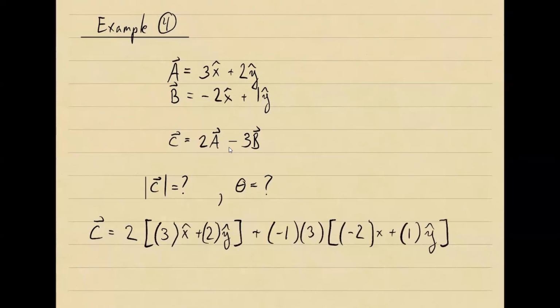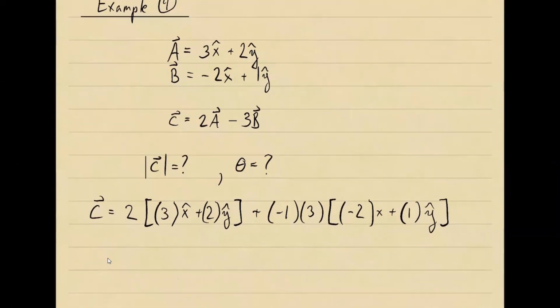And so when we're multiplying a vector by a scalar, we take the scalar, or just the number, and we distribute it through to each component of the vector. So 2 times A becomes, we have 2 times 3. So this is now 6 in the x direction. And then 2 times 2 is 4. So that's plus 4 in the y direction.